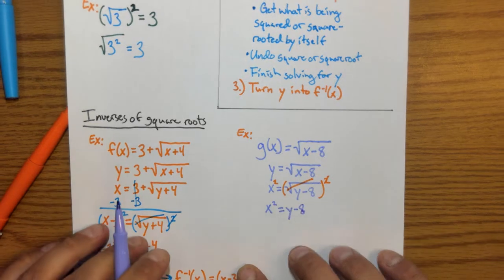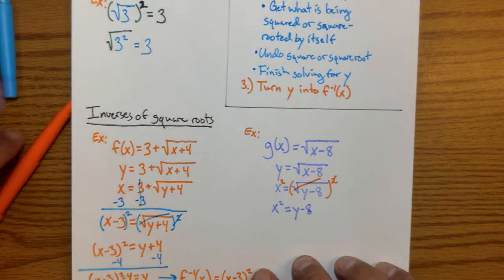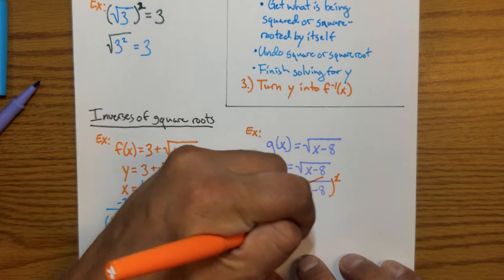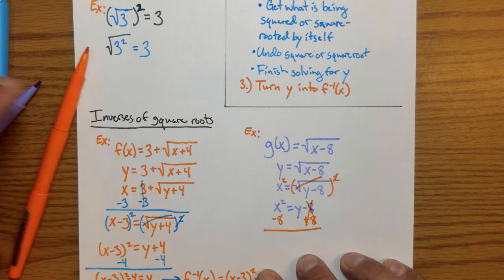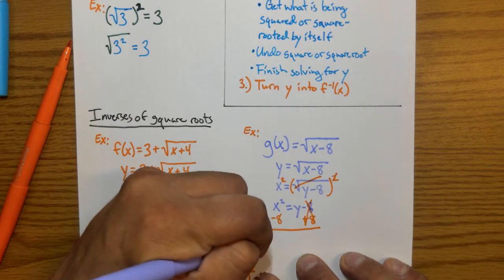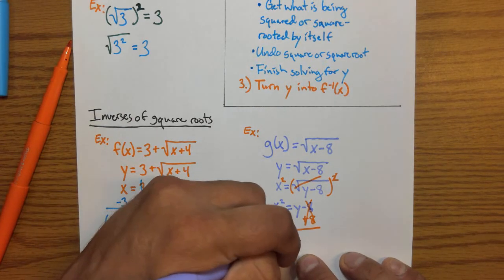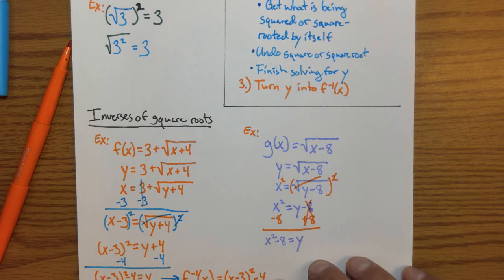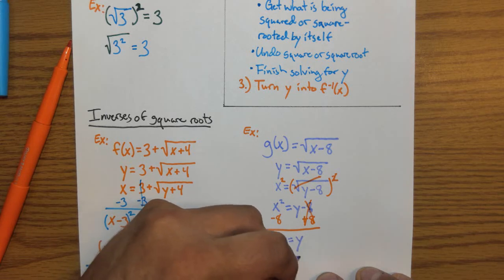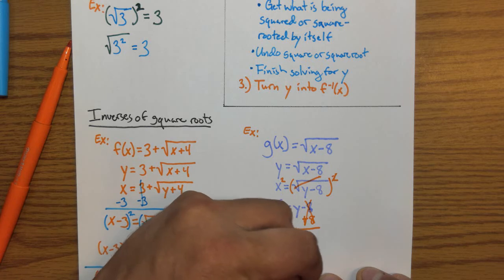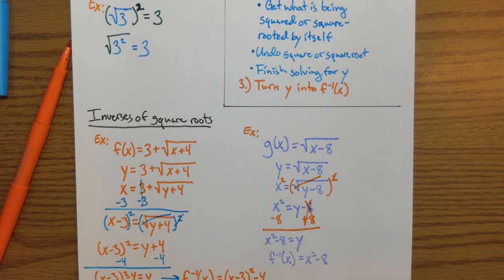And then finally, just finish solving for y. Just add 8 to both sides. We want to do the opposite operation to this 8. It's being subtracted, so we need to add it. That cancels, which is what we wanted. So we have x squared plus 8 is equal to y. And then finally, last step, turn y into f inverse of x. So f inverse of x is equal to x squared plus 8. And there you have it. That's how we find the inverses of square roots.